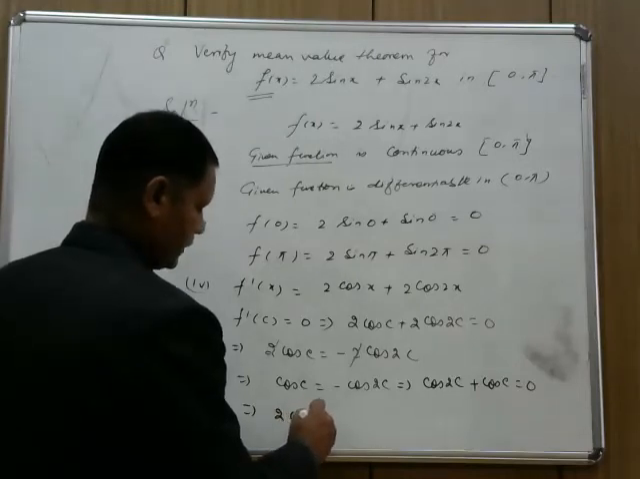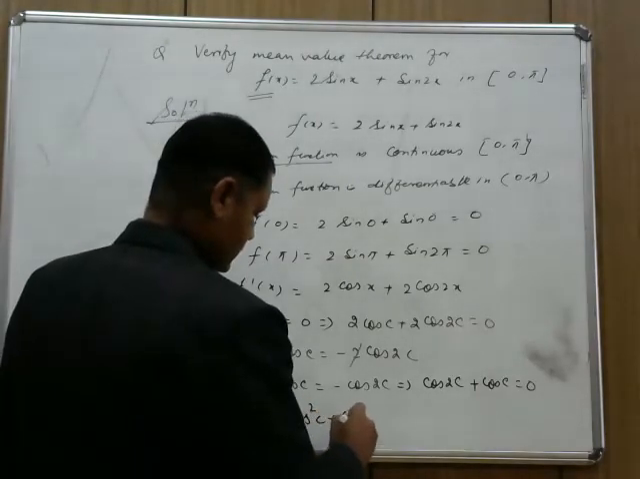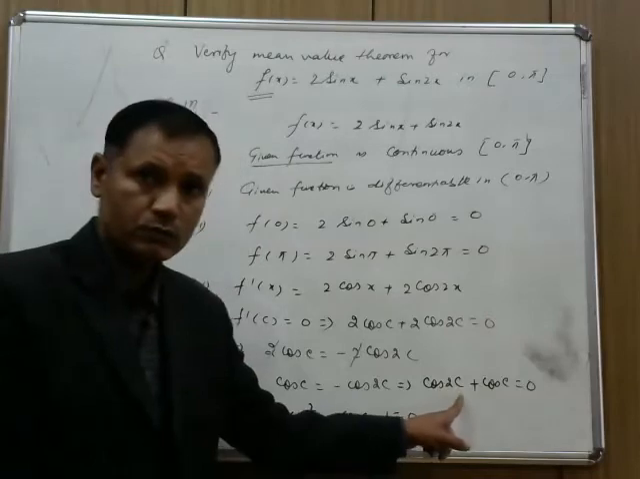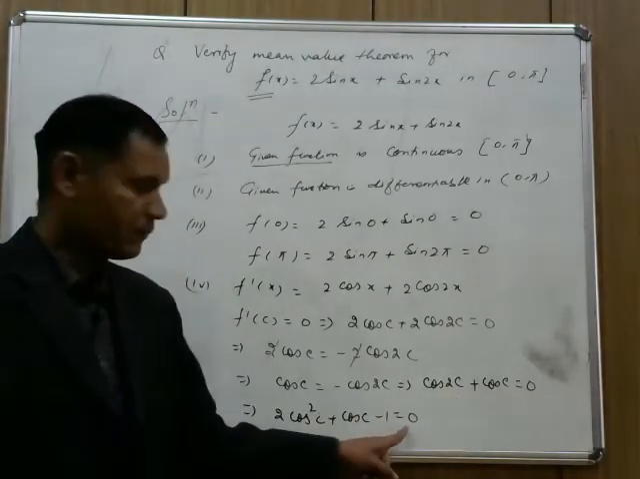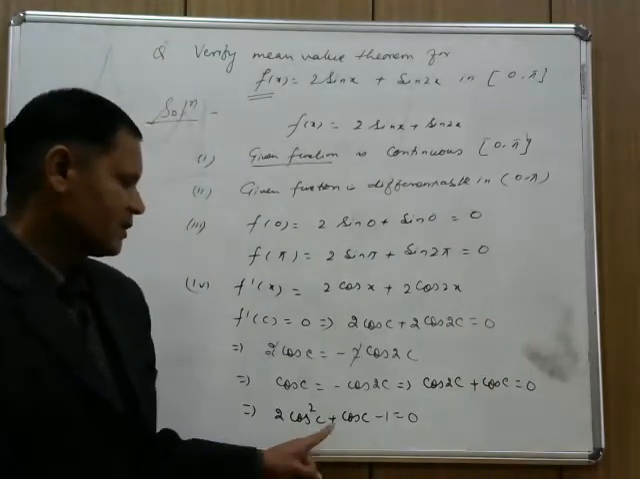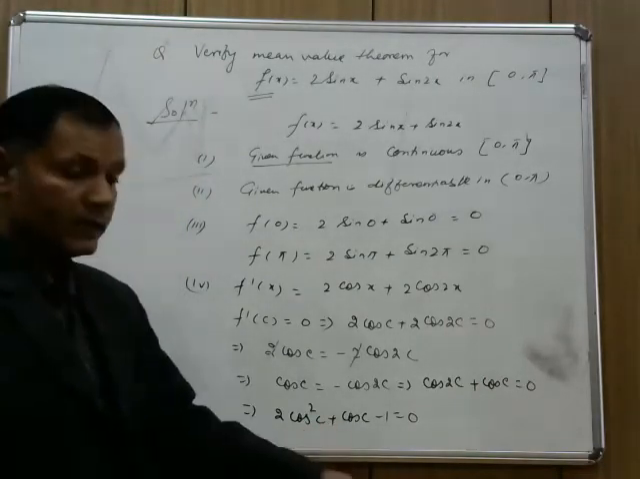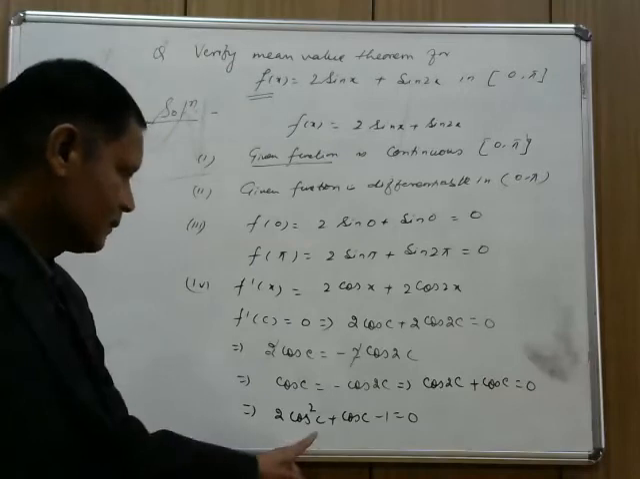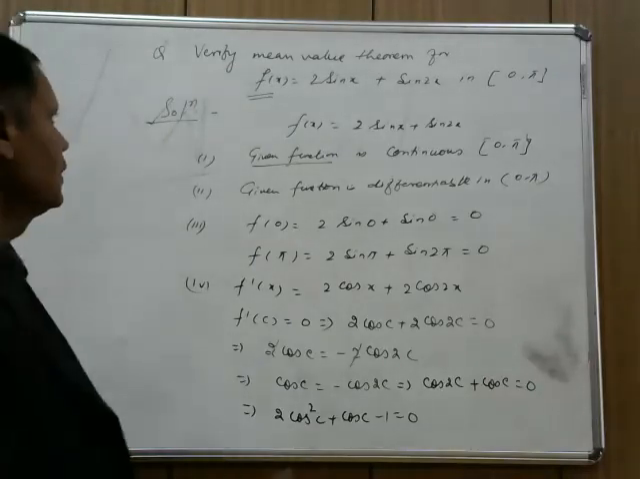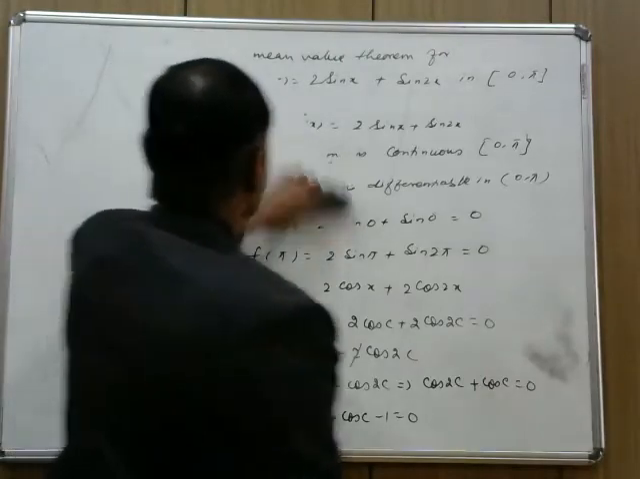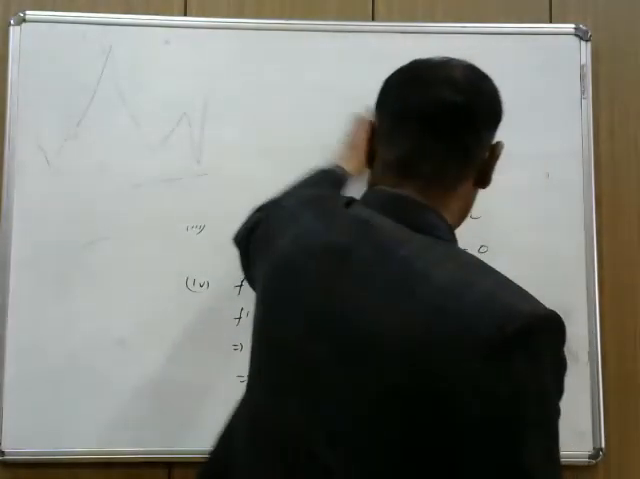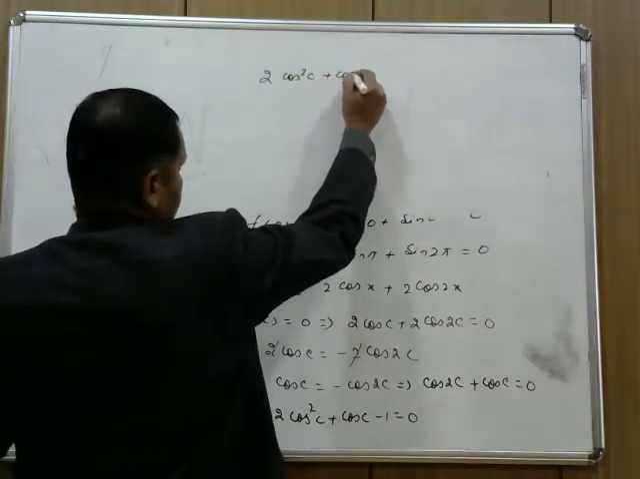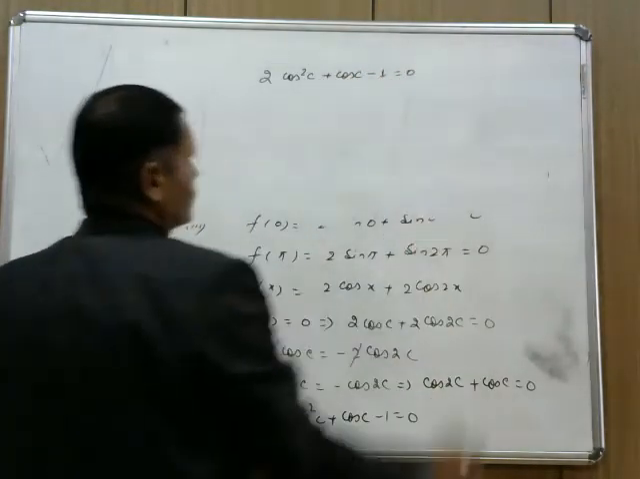2 cos square c plus cos c minus 1 equal to 0. Can I write? Yes. Cos 2c is 2 cos square c minus 1. Simple formula. Plus cos c. So now 2 cos square c plus cos c minus 1 equal to 0. Now it is a quadratic equation in terms of cos c. So now find the value of cos c. It is a simple quadratic equation.